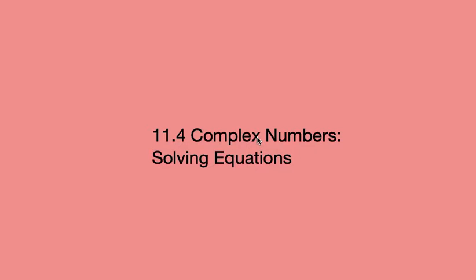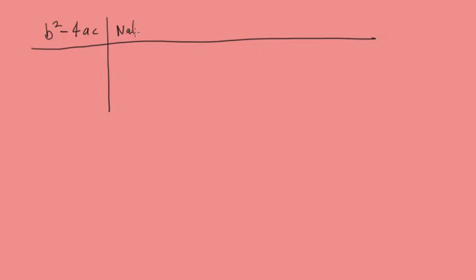Okay, today we're going to be using complex numbers and solving equations with them. Previously, when we've had an equation and we want to solve it, we have the discriminant b squared minus 4ac, and we have different situations to tell us the nature of the roots of that equation. So if the discriminant is greater than 0, then we know it has two real and distinct roots.